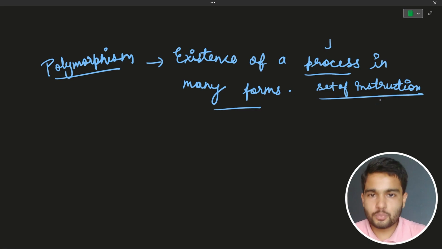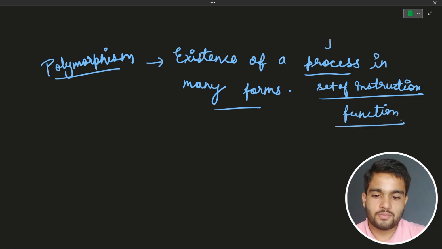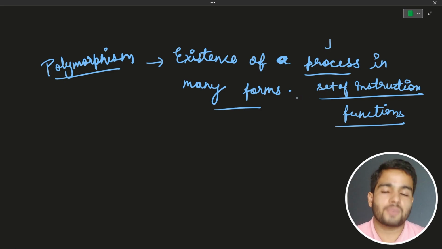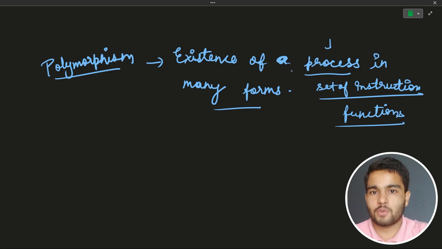And in the context of programming, a set of instructions is functions. So I hope this is clear now. Existence of functions in many forms. Now it is clear, I think. Existence of a function, or existence of functions, in many forms, in different forms.